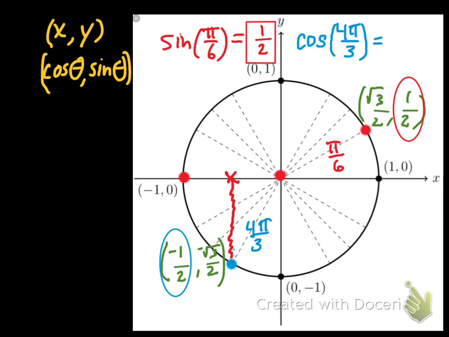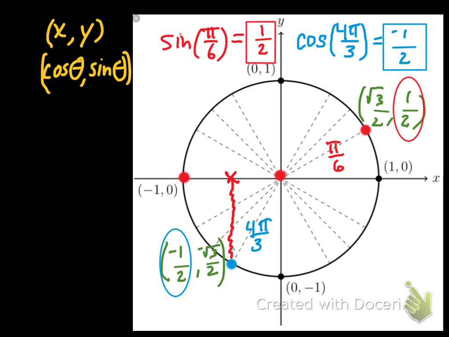And if that's the case, and I want the cosine, do I steal from that ordered pair the x coordinate or the y coordinate? Since it's cosine, and cosine comes before sine alphabetically, I know I want to steal the x coordinate. The cosine of 4 pi over 3 equals negative 1/2. Okay, so there's just two examples.